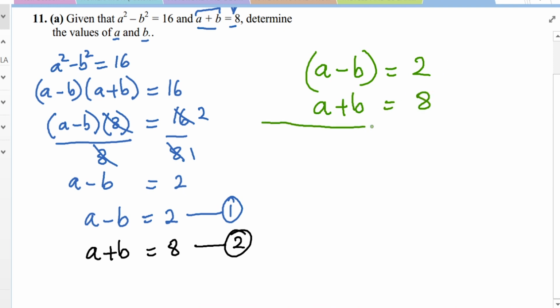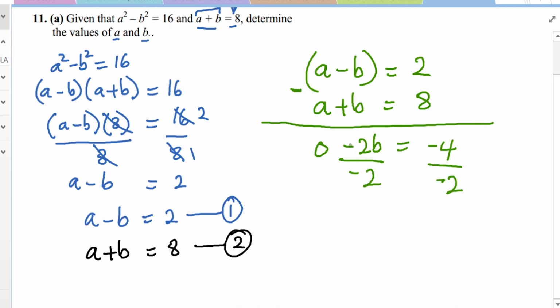So let's use the elimination method. Let's subtract the two equations. A minus a is 0. Negative b minus b is minus 2b, which is going to be equal to 2 minus 8, which is going to give us negative 4. Divide both sides by negative 2, so that this goes with that, this goes with that, remaining with our value of b, as 2 once, 2 twice. So our value of b is 2.